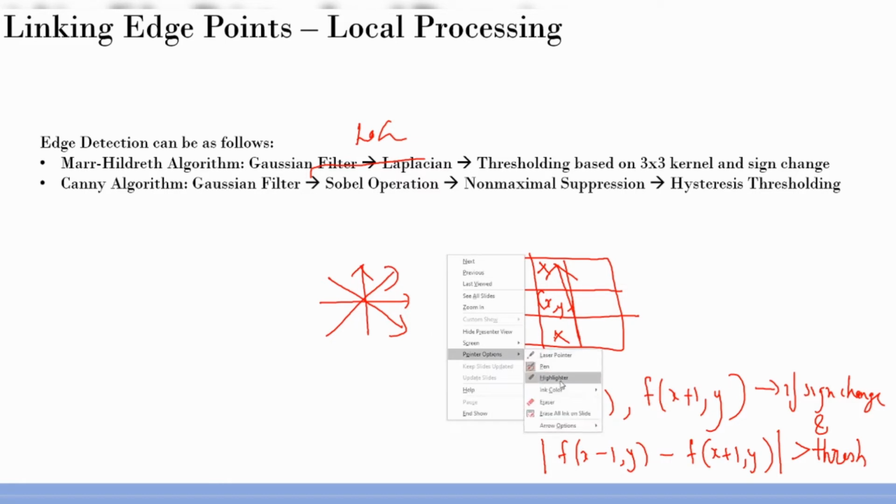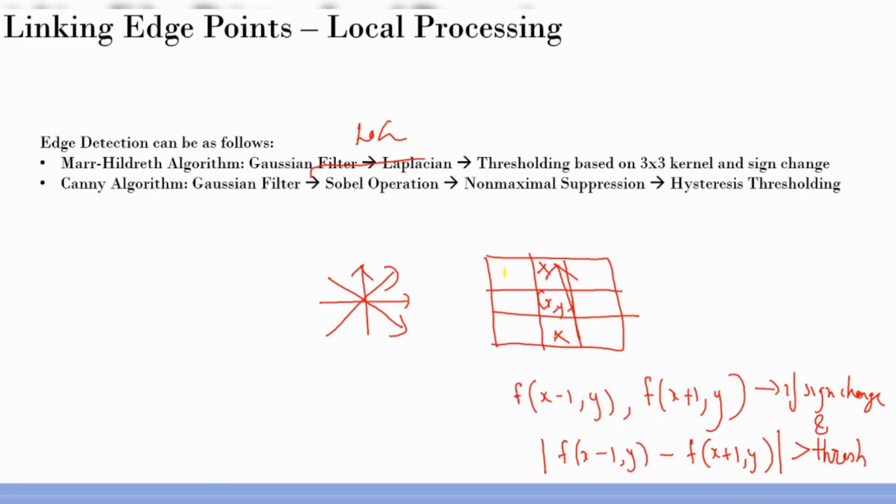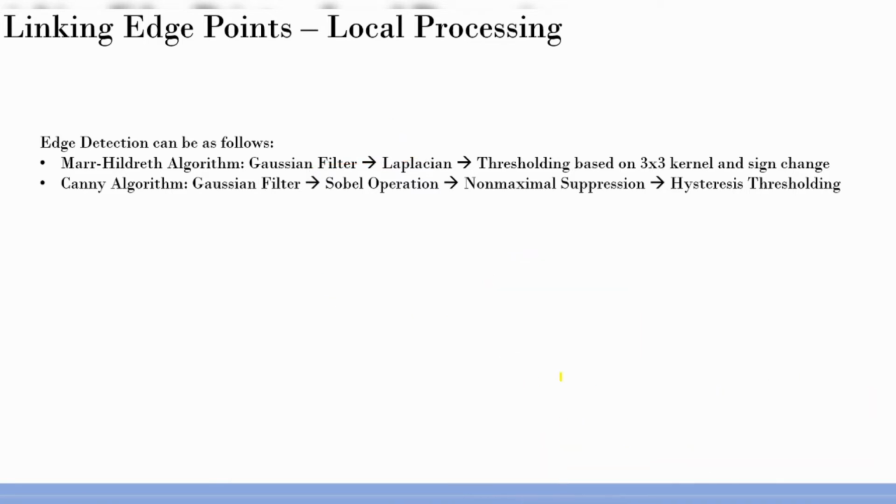And of course you already know that there is a chance that you may have edges in multiple directions from the given pixel, right? So this algorithm is not that popular, but still it's a very simple, sophisticated algorithm, right?